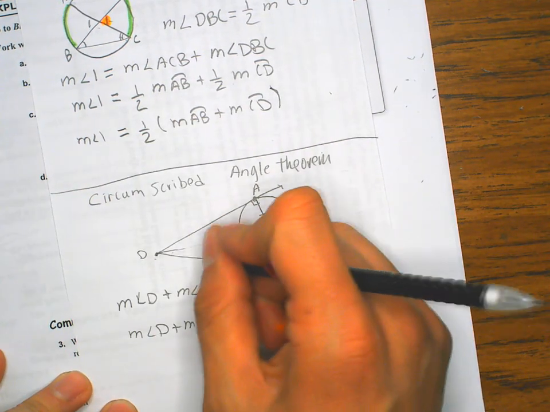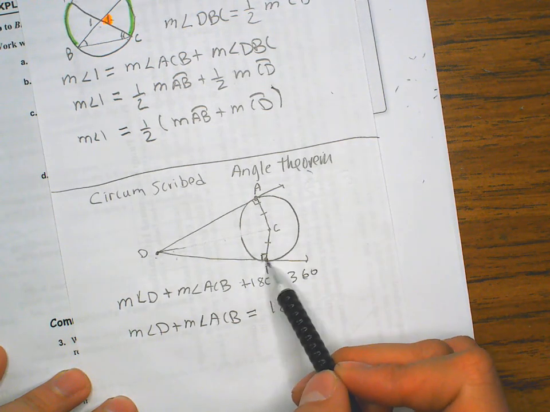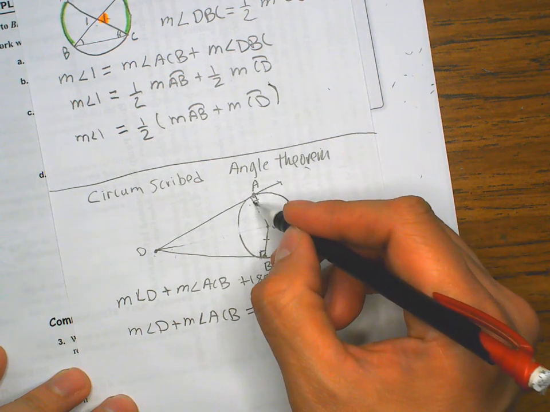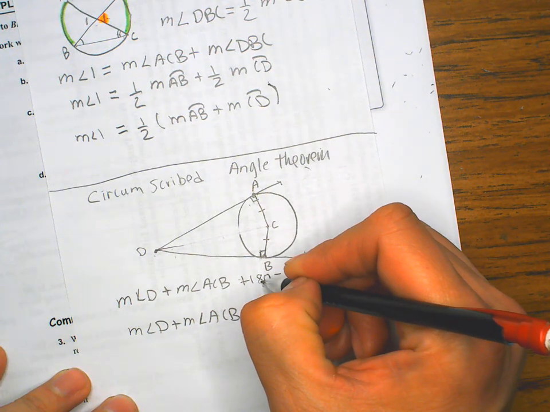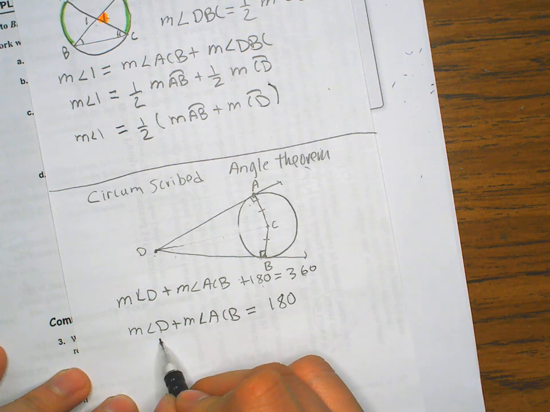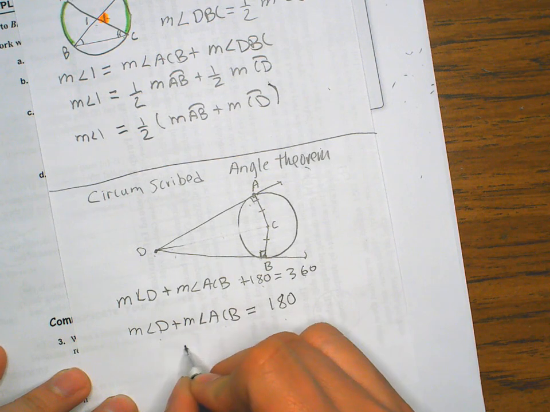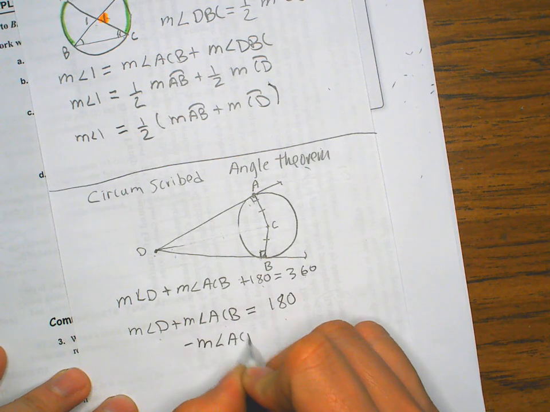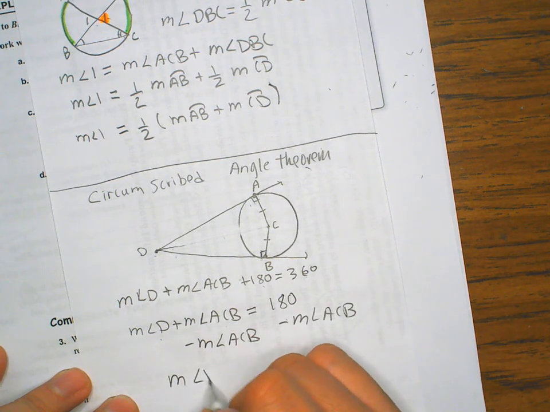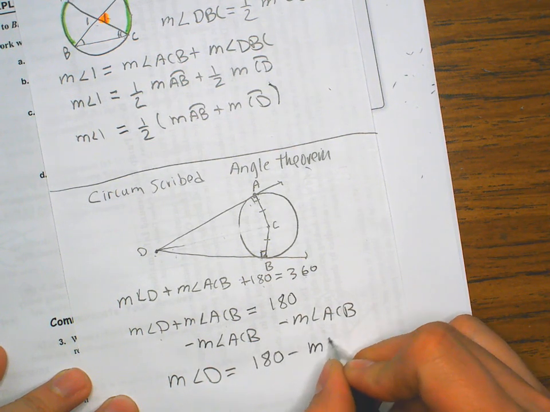Okay, so you have a quadrilateral. We know that this angle here and this angle here plus 180 degrees is going to equal 360. Now, why 180 degrees? Because that's 90 and that's 90. That's where I got the 180 degrees. So I subtract the 180 degrees from both sides, and I get that the measure of angle D and the measure of angle ACB is 180 degrees. So when I subtract the measure of angle ACB from both sides, you get that the measure of angle D is going to be equal to 180 minus the measure of angle ACB.